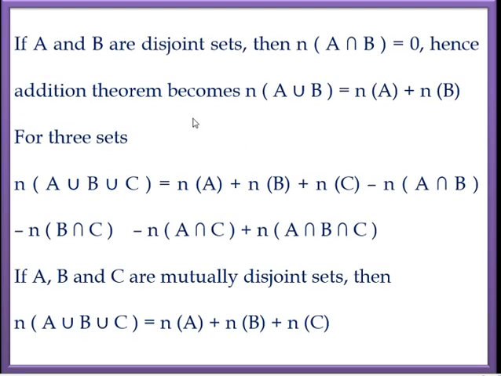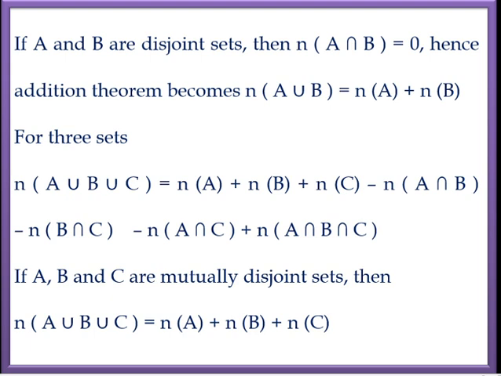If A and B are disjoint sets, what do you mean by disjoint? That is, their intersection does not contain a single point, that is A intersection B equal to phi, the null set. So what is n of A intersection B? Clearly it is 0. So the addition theorem becomes n of A union B equals n of A plus n of B.